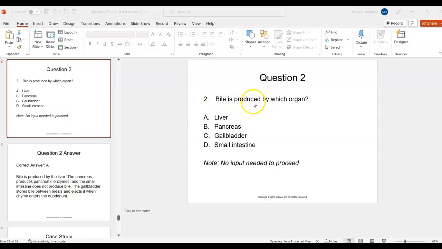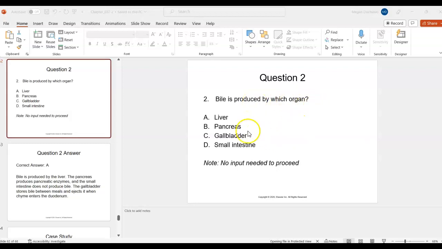So bile is produced by which organ? Okay, small intestine. Is that correct? No, here's the flip side of it. It's not correct because that's where bile is dumped into. That's where we put bile to digest fats.